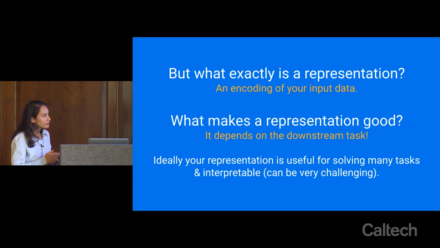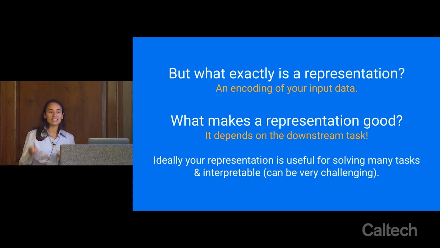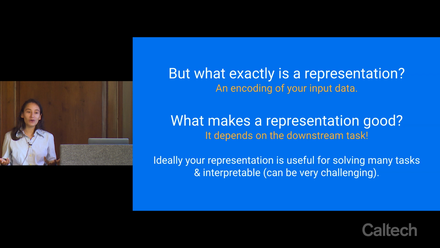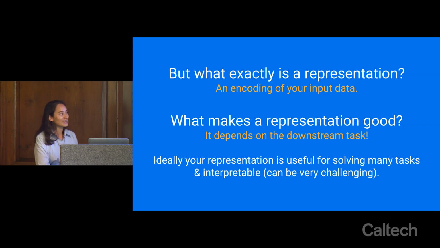Another and second point is that if your representation is interpretable, that is great, although this can be very challenging. And you guys are going to dig into this a little bit more today in the working session to see what types of representations you can get with neural data. I'm going to ask you whether or not you think it's interpretable. You're going to try to make it more interpretable, and we'll see how well it goes.